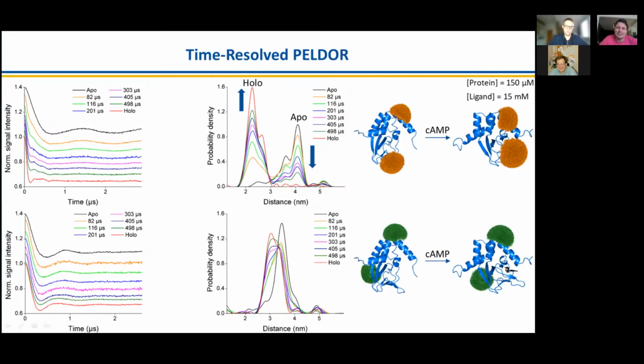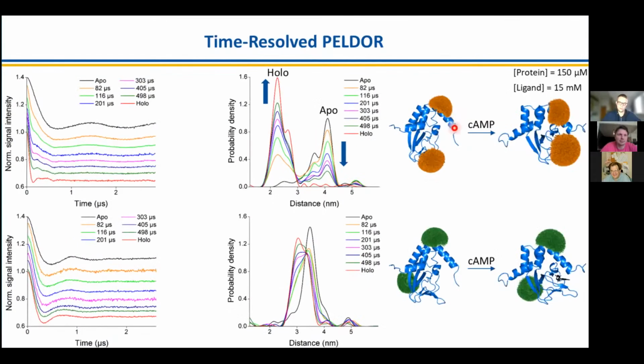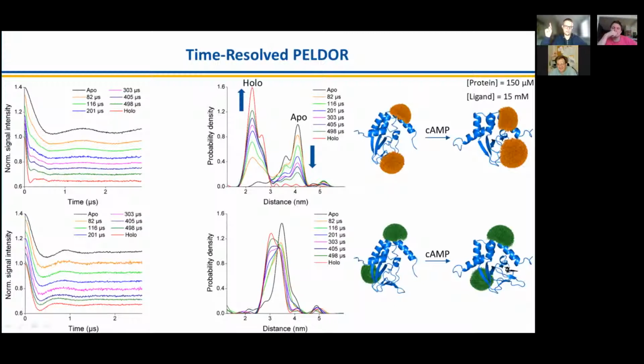So if we say, okay, we want to monitor the movements or the flipping of this alpha helix, we would actually expect a shift of the most probable distance along the distance axis. So we would think, okay, we start at 4 nanometers of the apo state, then go to maybe 3.5, 3.2, 2.5, 2 nanometers. So see a change along the distance axis. This is what we obviously do not see here. We see a mixture of the apo state and the holo state to different extents at the different aging times.